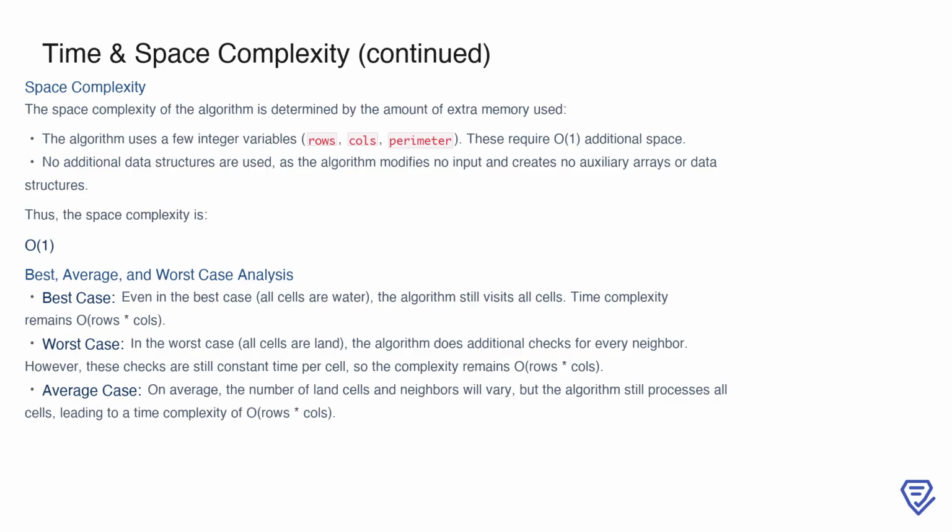When analyzing best, average, and worst-case scenarios, the time complexity consistently remains O(rows * cols). In the best case, where all cells are water, the algorithm still visits every cell once. In the worst case, where all cells are land, it performs extra neighbor checks for every cell, but these are constant time operations. Even under average conditions, where the mix of land and water varies, the algorithm still processes each cell exactly once, maintaining a time complexity of O(rows * cols).